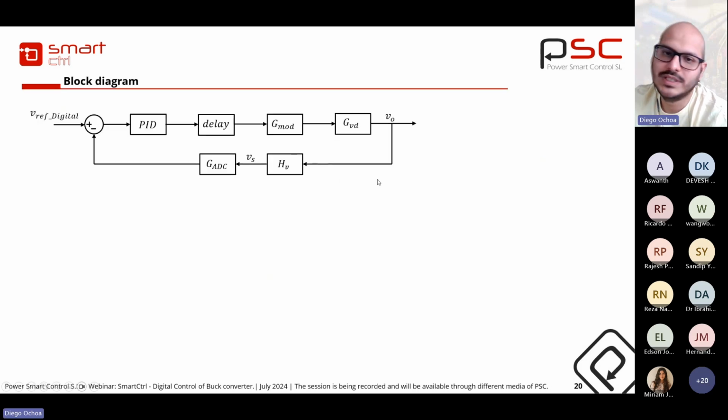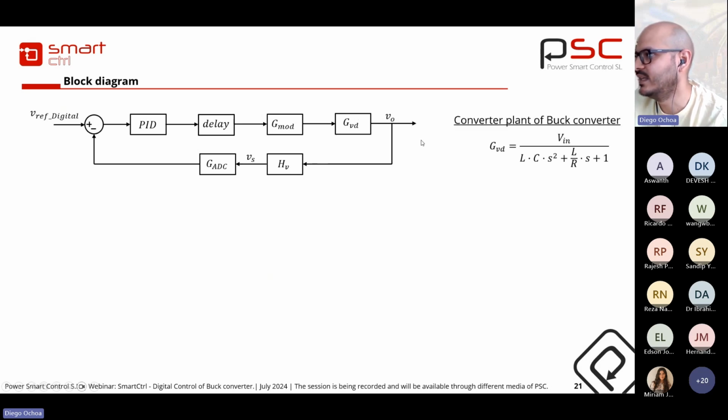So in order to design the control loops, we have to consider, for example, well, it's obvious that we have to consider the compensator transfer function. We have to contemplate some delay due to the digital control. We have to consider also the modulator gain. This is the plant of the converter. In the buck converter, this is the converter plant of the output voltage. We also have to consider the analog sensing chain transfer function, and finally the gain of the ADC.